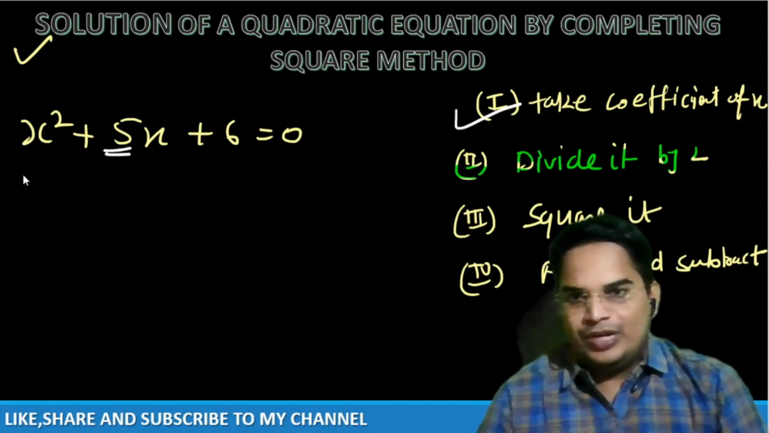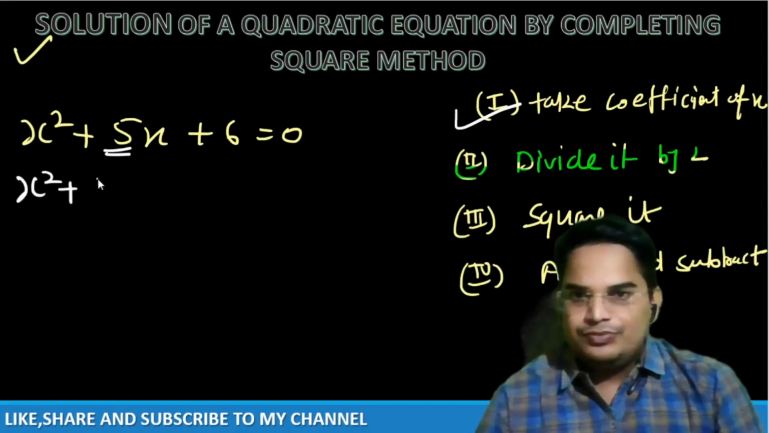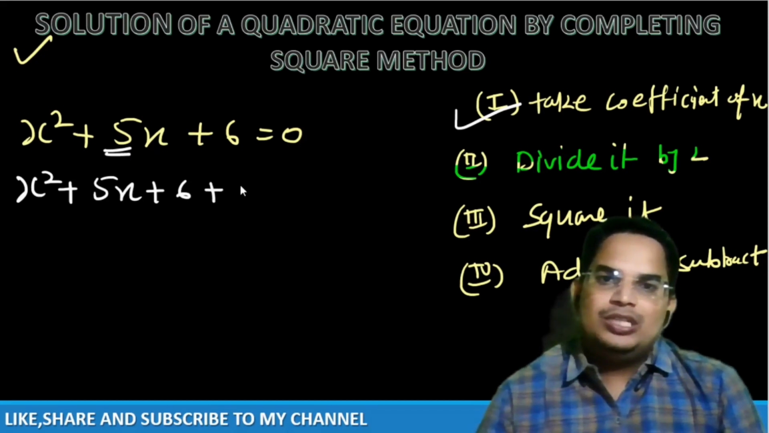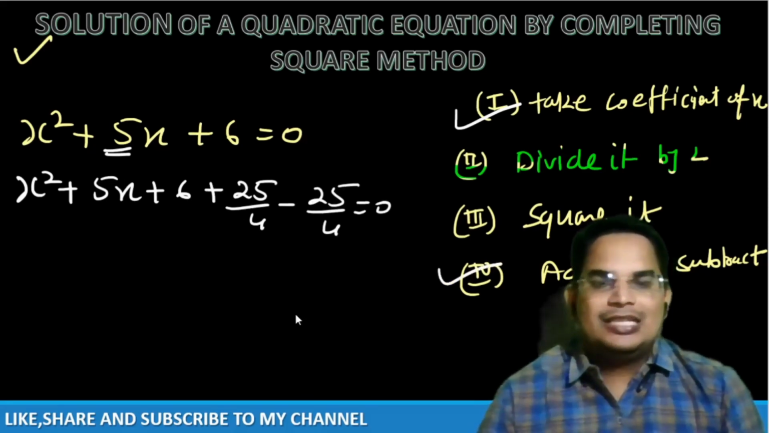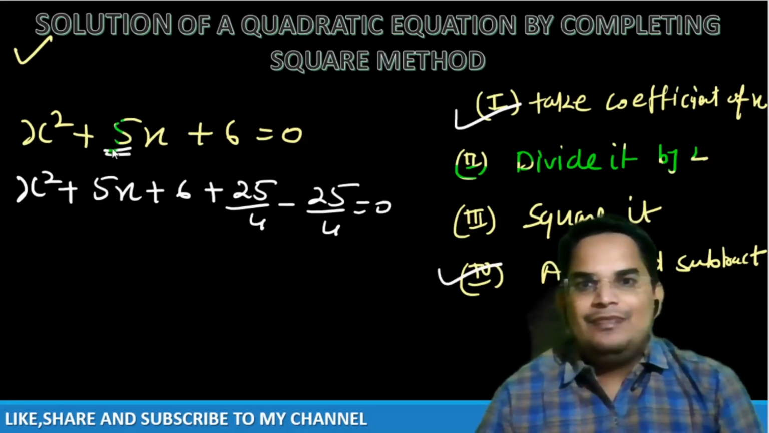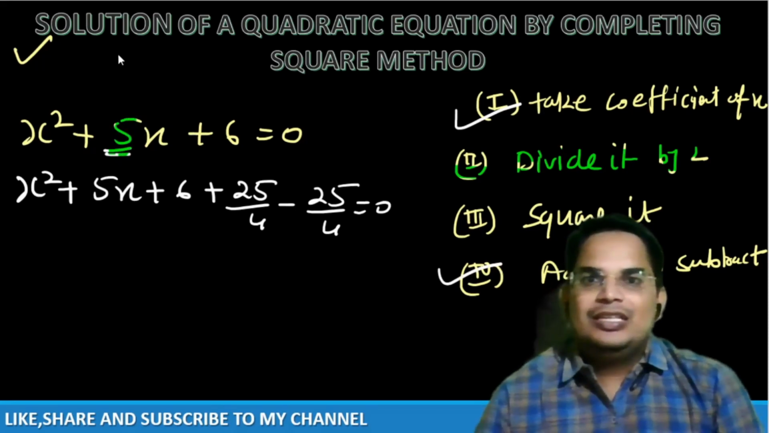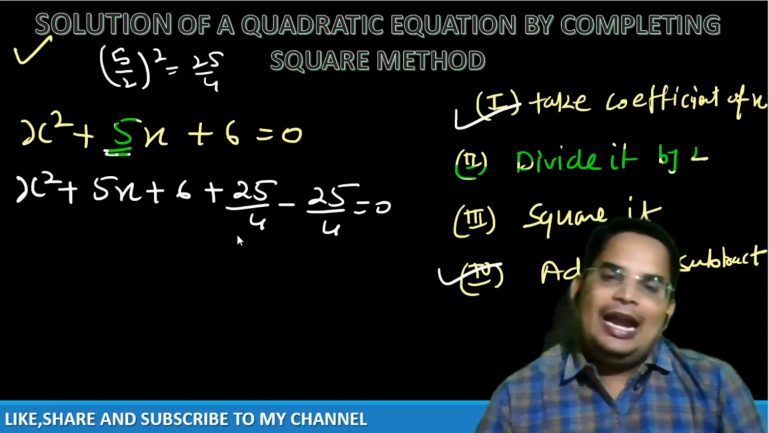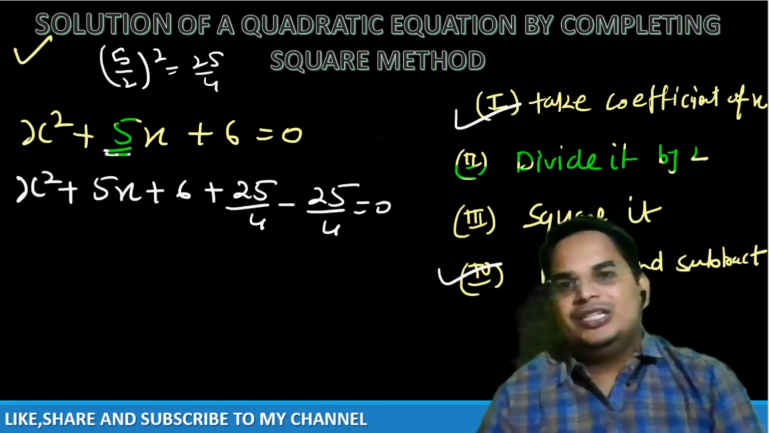So look at this. How can I write it down? I can write x square, this 5x as it is, this 6 as it is. I had taken the 5 by 2, it became 25 by 4. I had added and I had subtracted 25 by 4, is equal to 0. Look at this, I had applied all the steps. First of all, I have taken the coefficient of x, that is 5, and I had divided it by 2. You take the 5, you divide by 2, it becomes 5 by 2, you do the square, it becomes 25 by 4. Now you can see I had added 25 by 4 and I had subtracted 25 by 4.